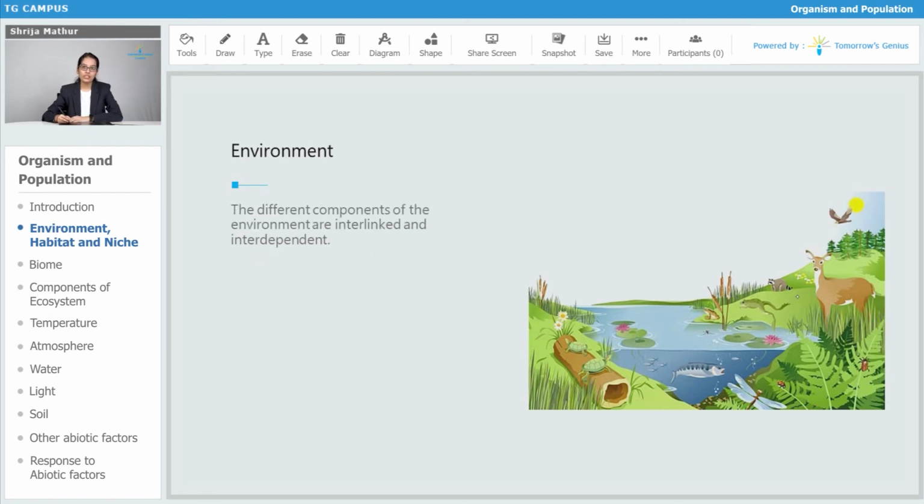The different components of the environment are interlinked and interdependent. Yes. So all the components which are present, like your biotic factors, your abiotic factors, all are dependent upon each other.